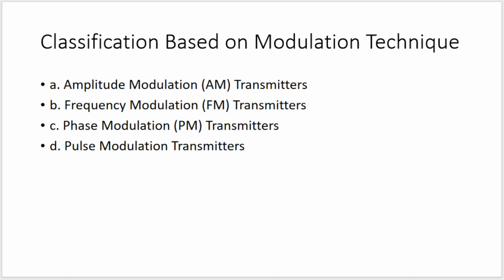And point D, pulse modulation transmitter. It uses pulses of varying duration, amplitude, or frequency to transmit information. The types are pulse amplitude modulation, pulse width modulation, and pulse position modulation, and it is used for digital communication and radar system.